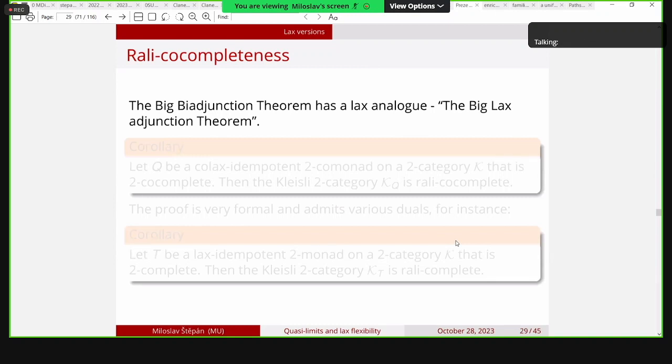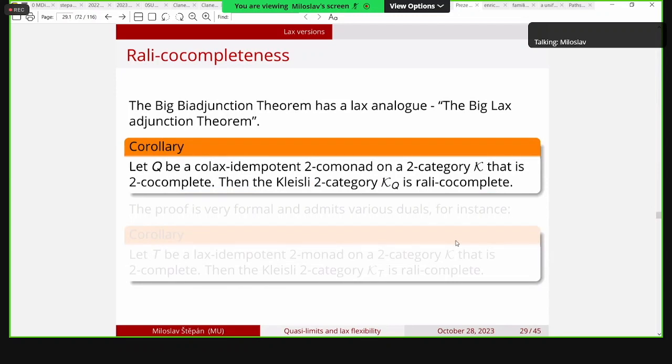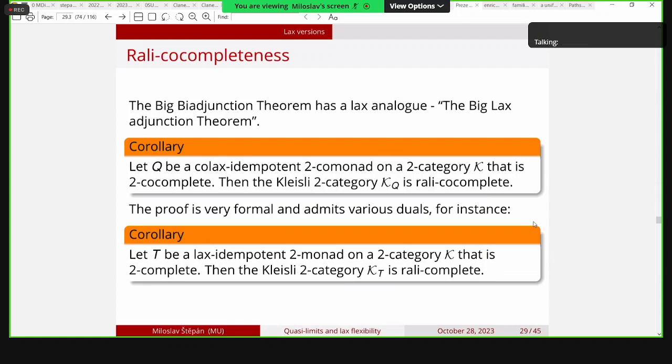But what's important is that this theorem has the following corollary. If Q is a lax-idempotent 2-comonad on a 2-category that's 2-cocomplete, then the Kleisli 2-category is Rali cocomplete. So it has this kind of weak colimits. The proof of this fact is quite formal, and the advantage is that it admits 4 kinds of duals. You can consider lax or colax idempotent monads or comonads. One version is the following: if you have a lax-idempotent 2-monad, which are definitely more prevalent than comonads, I don't know, then the Kleisli 2-category is Rali complete. Now, if I switch monads for comonads, I have cocomplete here.